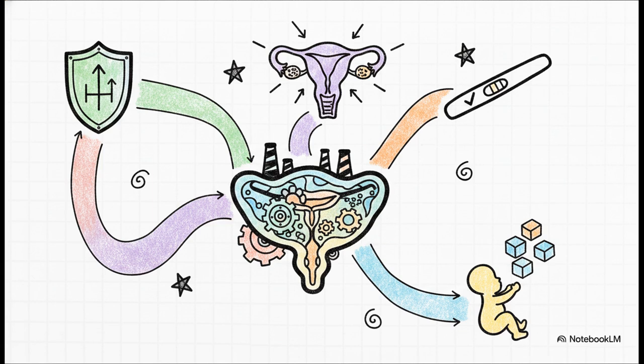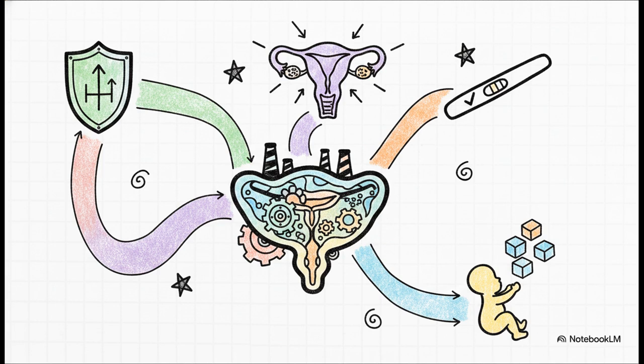Third is human chorionic gonadotrophin, or HCG. This is the biological signal that sustains the pregnancy early on. It basically yells at the corpus luteum to keep producing estrogen and progesterone until the placenta can take over. Clinically speaking, HCG is the exact hormone we are looking for in standard pregnancy tests.